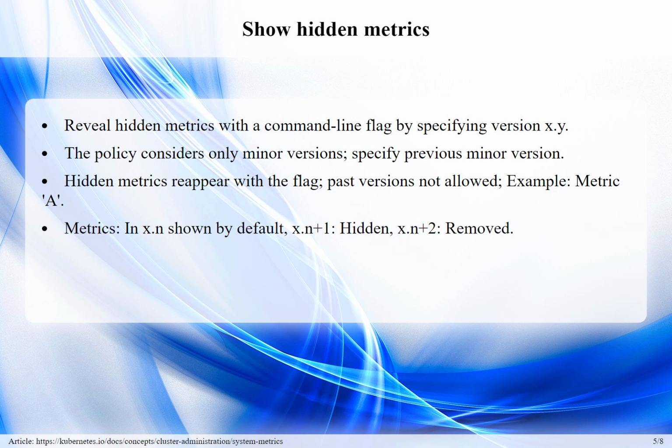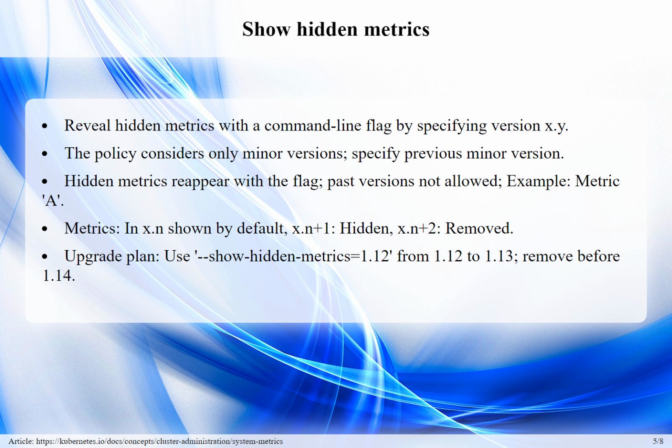In Release X.N, metric A is deprecated but can be seen by default. In X.N+1, it's hidden unless shown via the flag. By X.N+2, it's removed entirely, unavailable via the escape hatch.